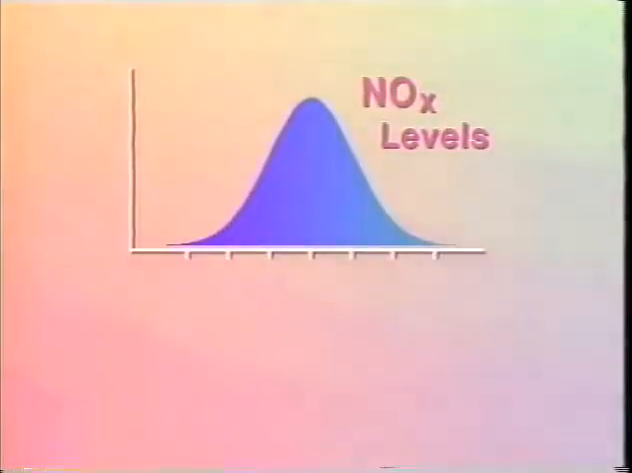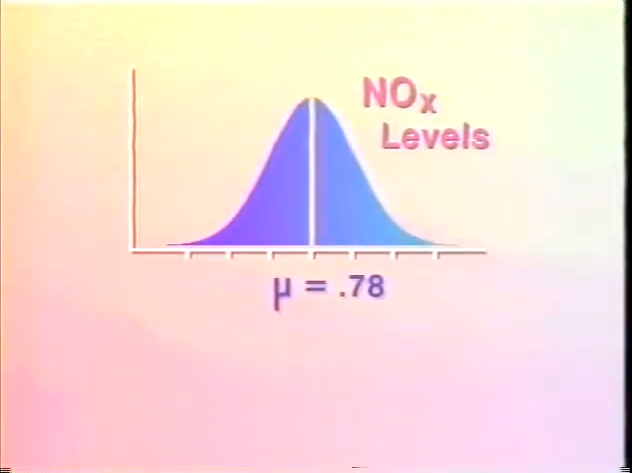Here again is our normal curve of NOx emissions from prototype engines with a mean of 0.78 and a standard deviation of 0.5. We want to know what percentage of all such engines have pollution levels greater than 1 gram per mile, the limit set by law. On this scale, the 1 gram point is here, and therefore the area we're interested in is here.